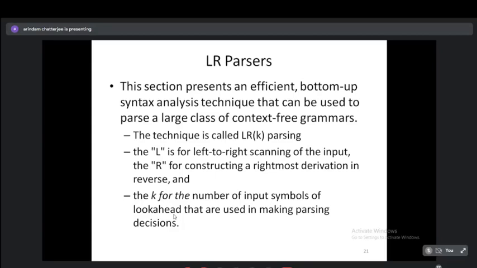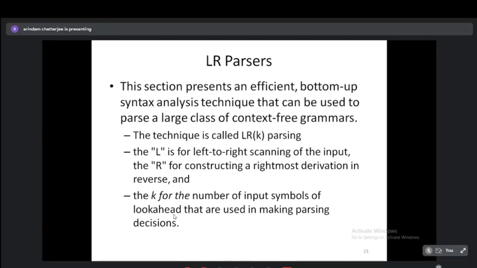So we are now presenting an efficient bottom-up syntax analysis technique that can be used to parse a large class of context-free grammars. Note that the C language is entirely constructed out of YACC, which is the predecessor of Bison. So you can understand a language which is so powerful like C could be constructed using this kind of parser technique. Okay. Now, what is LRK?